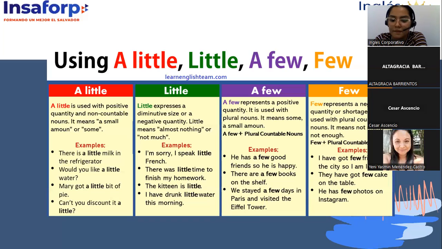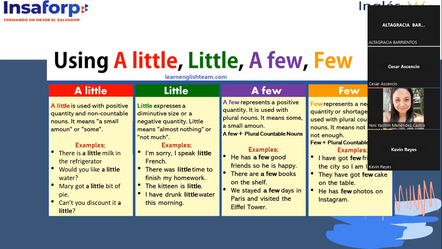Otra duda, igual que la compañera. El que lleva A es el que es suficiente, pero no se puede contar igual, ¿verdad? A little no se puede contar. Ninguno de los dos. Se puede contar. Y estos few sí se pueden contar los dos. Los dos, ok. Okay. Thank you. Okay, that's perfect.